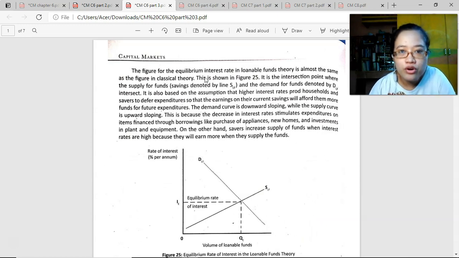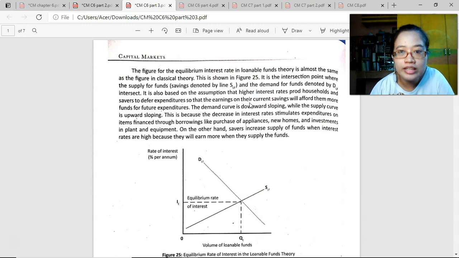So the figure for the equilibrium interest in loanable funds theory is almost the same as the figure in classical theory. So you have your supply, you have your demand, and then you have your equilibrium, which provides the interest rate, okay, and then the quantity of the funds. So it's the intersection where the supply for funds and the demand for funds intersect, okay.